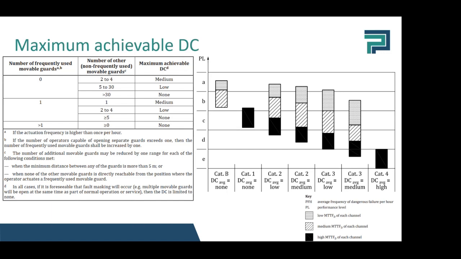For example, if we need performance level E, we have category 4, and diagnostic coverage has to be high, and this is not possible when we are series connecting interlocking devices. That is why it's important. But again, this is only for potential free contacts and not, for example, OSSD outputs.